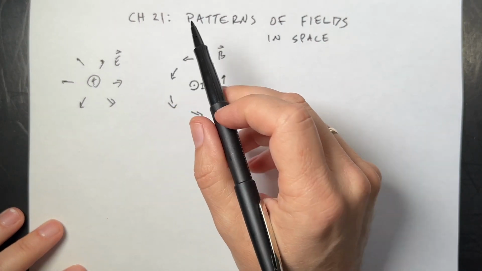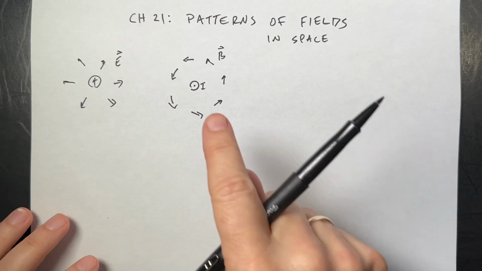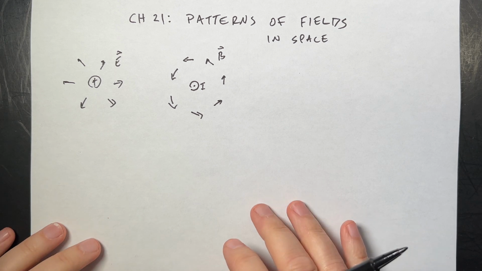I'm back here working through chapter summaries for Matter and Interactions. I'm on chapter 21, patterns, fields, and space. This one is a doozy. I just want you to know, a doozy. Okay. And it's not really bad. It's just three-dimensional, and you've got to think about things in different ways.